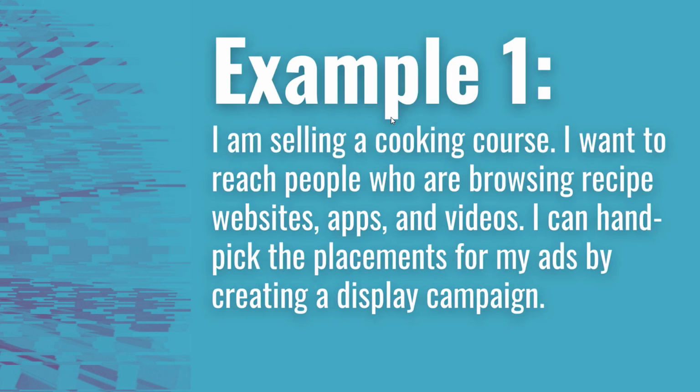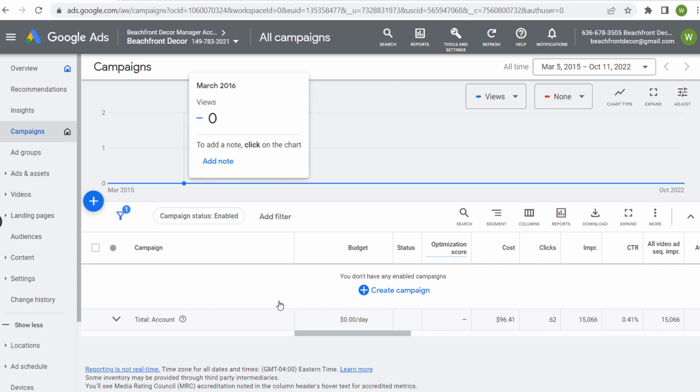So let's start with an example, example one: I'm selling a cooking course. I want to reach people who are browsing recipe websites, apps, and videos. So anybody who's looking up any types of content related to cooking and recipes, I want to reach them with my cooking course. I can handpick the placements for my ads by creating a display campaign. Now to go over a few examples, this is my Google Ads account.